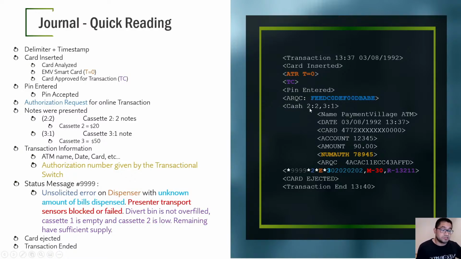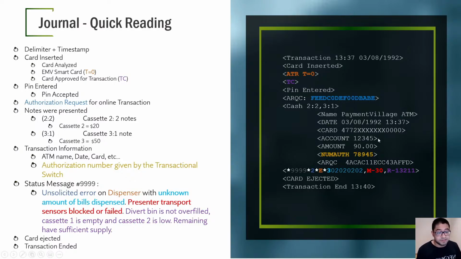Then we see that the cardholder entered the PIN. We have the RQC, and we have the cash notes here, 2231. In many examples for the DEVIL 911, 912, I have seen that this means that from cassette 2, 2 notes were dispensed, and from cassette 3, 1 note was dispensed. And if we know that cassette 2 has the currency of $20 and cassette 3 has $50, we already know just from this line that the amount dispensed was $90.